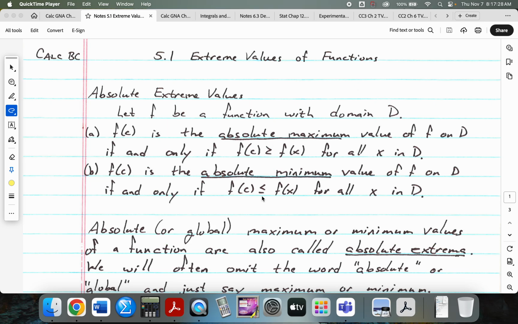Take, for example, a function you're really very familiar with, the graph of sine of x. The maximum value of sine of x is 1. But over its domain, that happens an infinite number of times. But it's the greatest value that you can possibly turn out. Some books call these global maximums and minimums. Absolute, global, same thing.